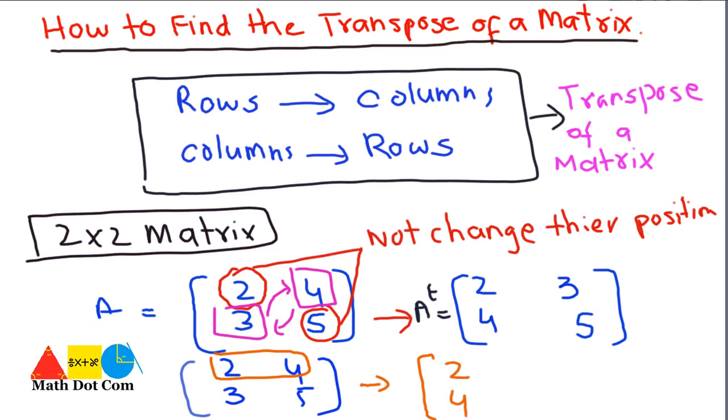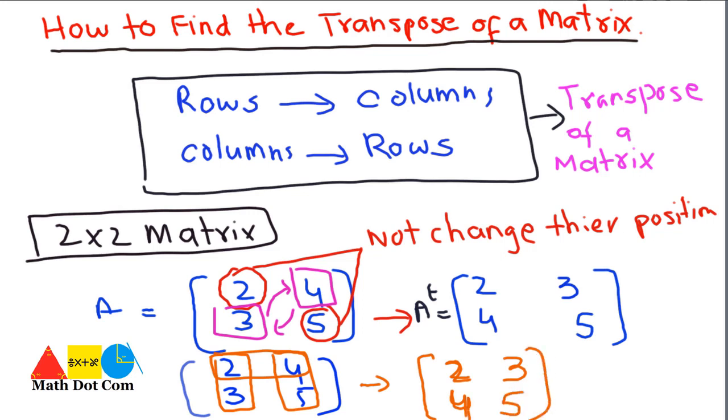Okay, and then what we have to do, we have to change this column into row. When we change it into row, it will be 2, 3. It means 2 remains same and we will write 3 here. Okay, and then we have to change this column into row. When we change this column into row, we have to write 4 and 5 in a row form. So we have 4 already, we will write 5 here.